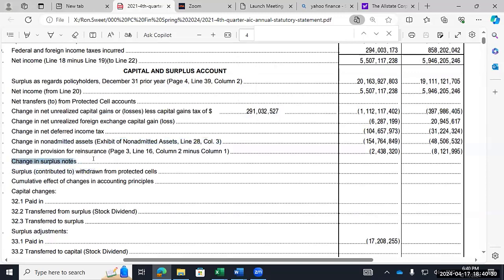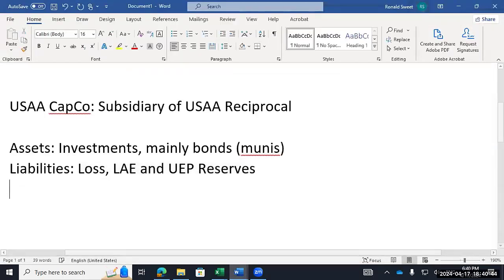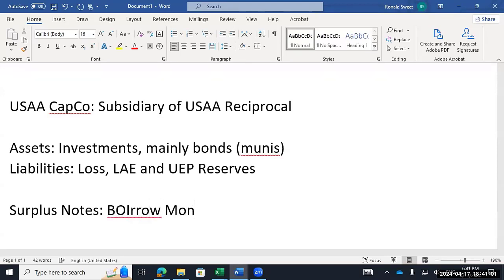Let me tell you real quickly about surplus notes. Allstate doesn't use them, but they are pretty common. Have you ever heard of surplus notes before? I think it's mainly P&C. It might be a little bit life. What surplus notes are, and it's only on statutory, is you borrow money but count it as equity. That'd be pretty cool, wouldn't it? You borrow money, but they treat it like you issued stock. And that's what surplus notes are.